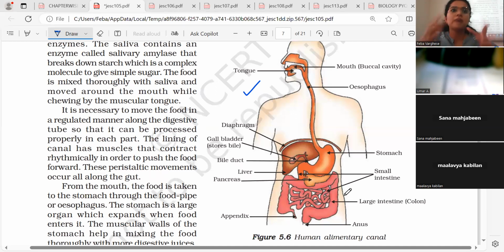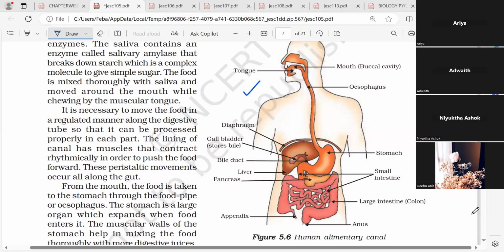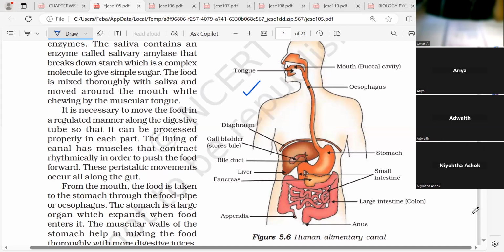Now, tell me about the pancreatic juice. Which all are the contents in the pancreatic juice? Trypsin, lipase, one more. Pancreatic amylase. Yes, there is salivary amylase in the mouth, and the pancreas also secretes amylase, right? So there is pancreatic amylase, there is lipase, and also there is trypsin.